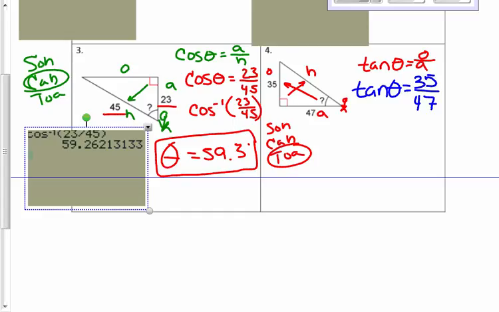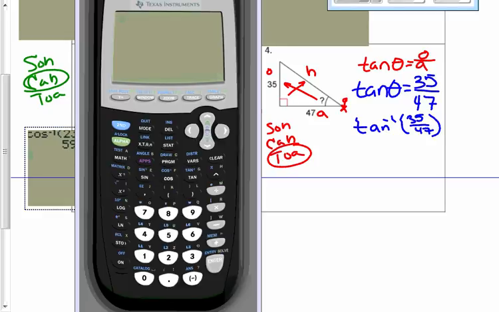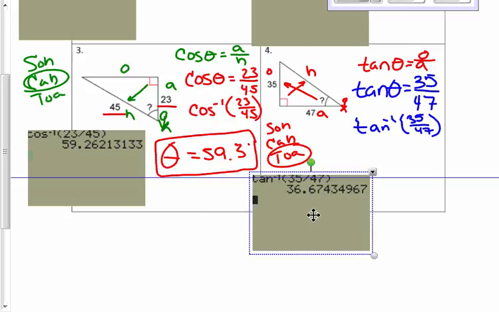Now we need to find the angle. So anytime we find the angle, we have to take the inverse. So the inverse of tangent of 35 over 47. And we type it right into the calculator. So we hit second tangent. And we put in our ratio 35 over 47. And that gives us 36.7 degrees. So theta is equal to 36.7 degrees. So hopefully this practice has helped you guys.